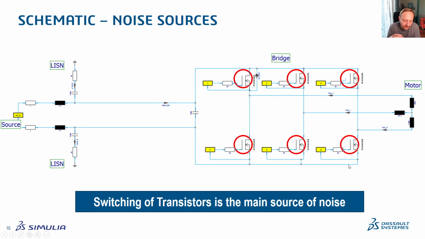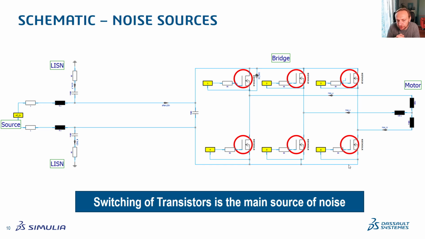So the first thing is, of course, we need to ask ourselves, where is the noise coming from? What's leading to the EMC emission? And that's a very obvious answer. The switching of the transistors is the main source of the noise. Simply, all of these transistors switch the current very, very quickly on and off.